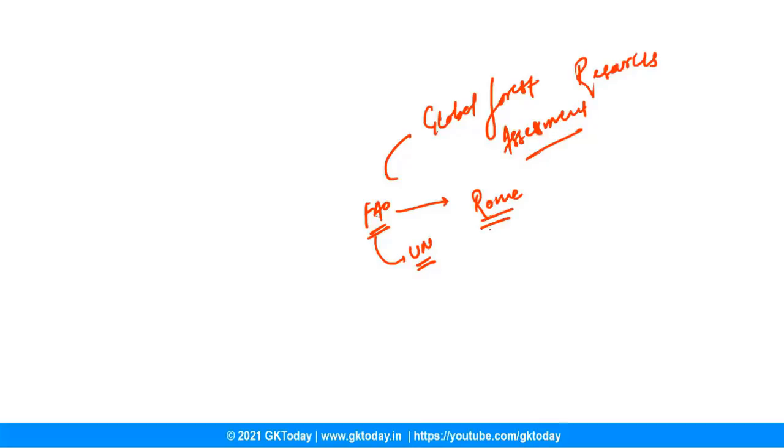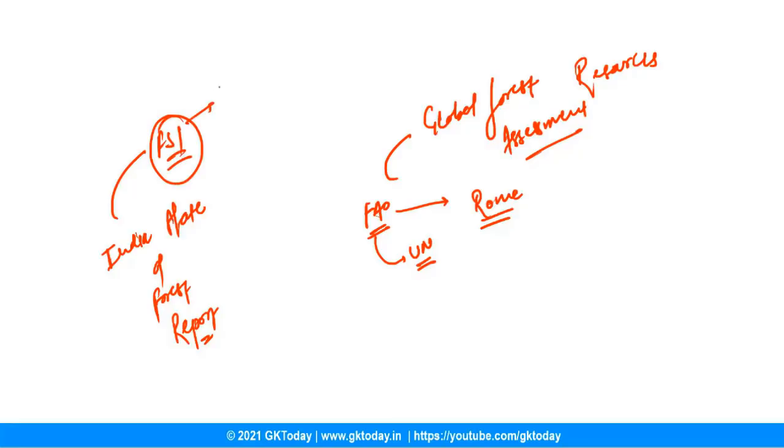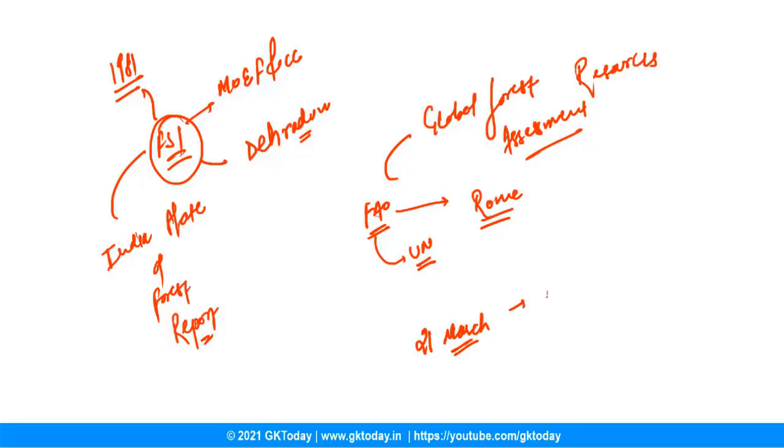Rome is in Italy. Apart from that, in our country, there is one more forest report. It is the India State of Forest Report. This report is released by FSI, that is the Forest Survey of India. FSI is under the Ministry of Environment, Forest and Climate Change, and the headquarters of FSI is in Dehradun. It was established in 1981. It is responsible for conducting forest surveys in our country. Apart from that, every year 21st of March is observed as International Day of Forests.